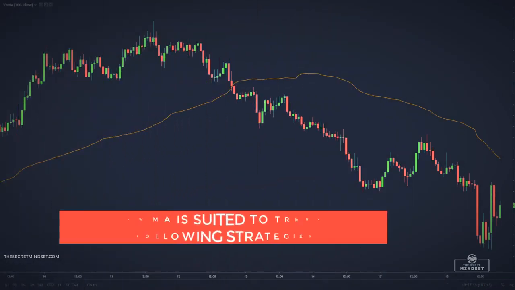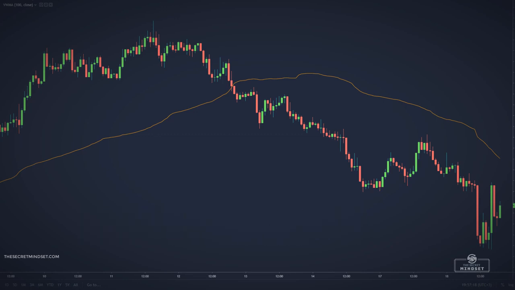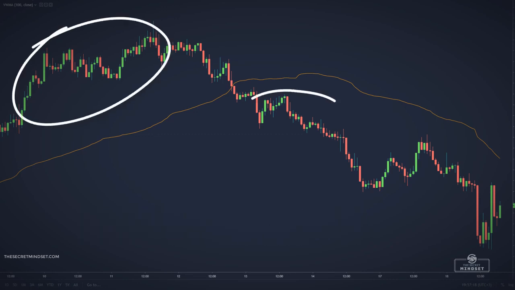The volume-weighted moving average is suited to trend-following strategies because this indicator performs best in trending markets. You can also use the volume-weighted MA in combination with other signals and techniques to get a more comprehensive analysis of the market.